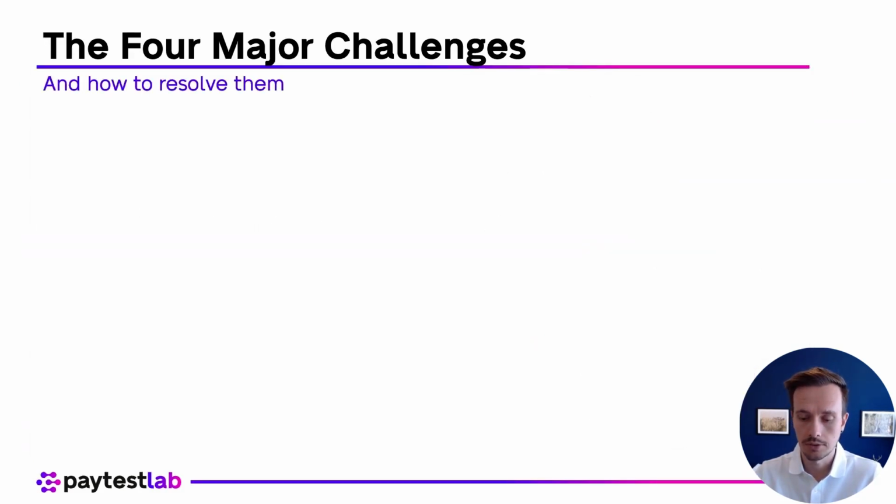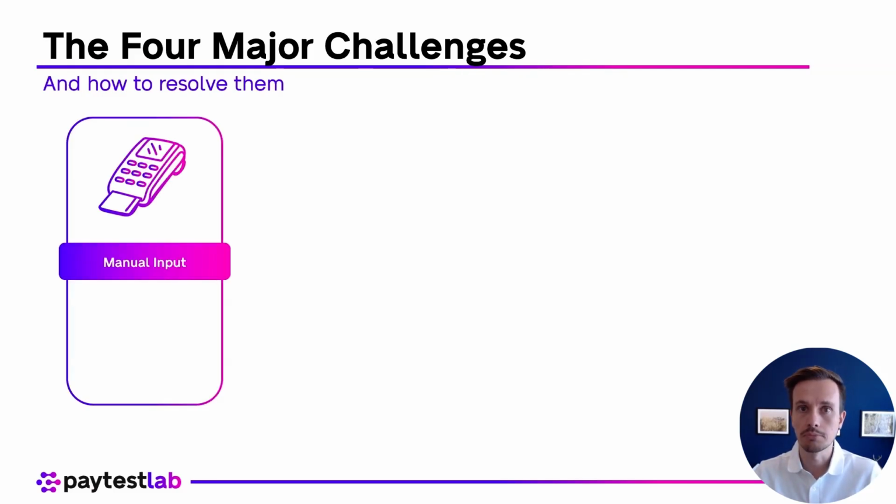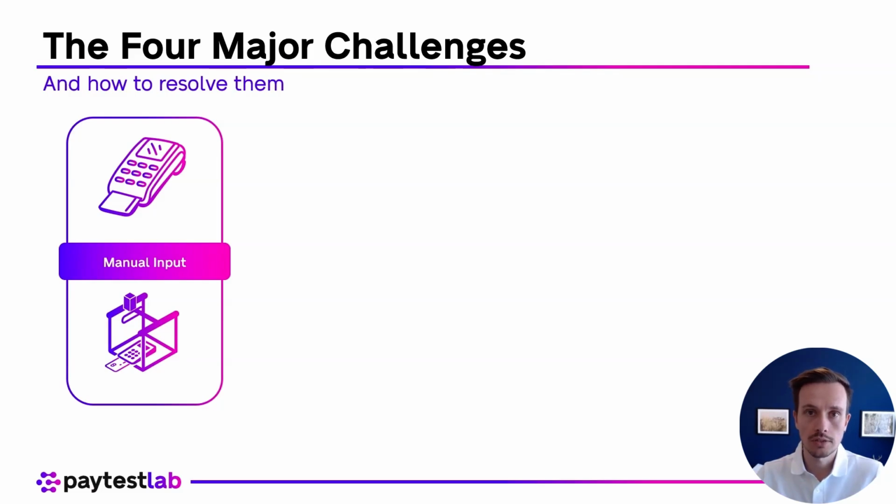So the first big challenge in payment software testing is always the manual input. Somebody has to enter a card or a PIN into a payment terminal, swipe the magstripe or contactless card, and this is a lot of work to do if you have to do hundreds of tests for a regression test cycle. What we do is we implement robotics, the Paytest robot, and the Paytest robot takes away the manual input of the PIN and cards into the payment terminal so that this workload gets reduced drastically.